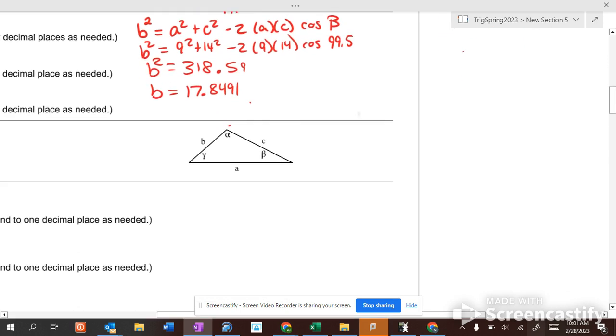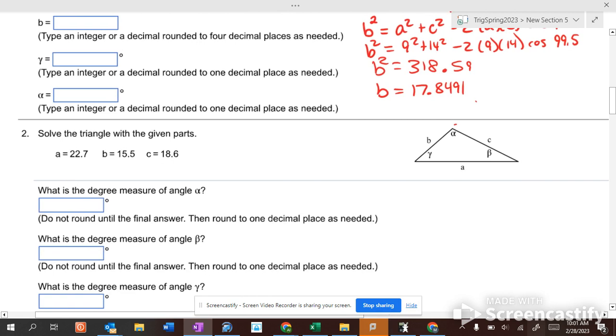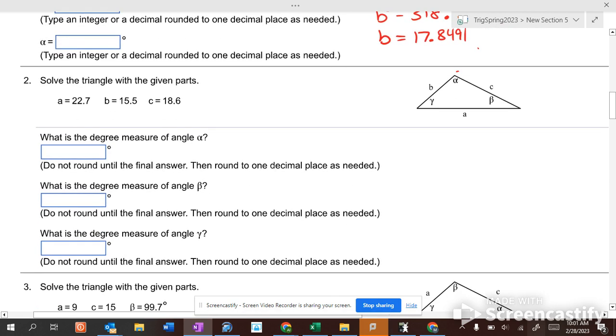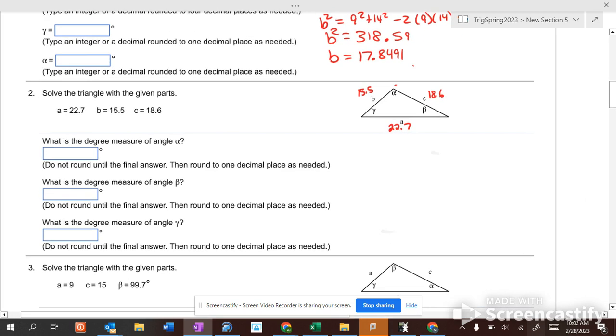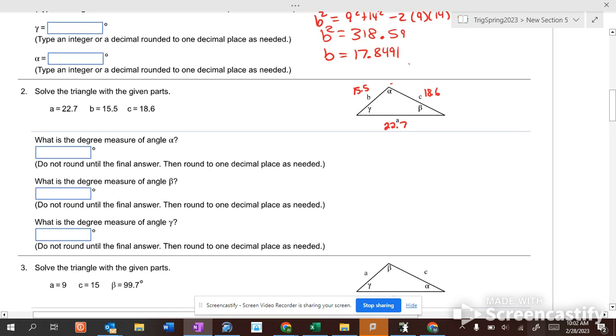All right. Side, side, side. This is where the work comes in. 22.7, 15.5, 18.6. Okay. So, what am I looking for? Well, I'm looking for angle alpha. So what goes on its own side? A does. So a squared equals b squared plus c squared minus 2bc cosine of alpha.